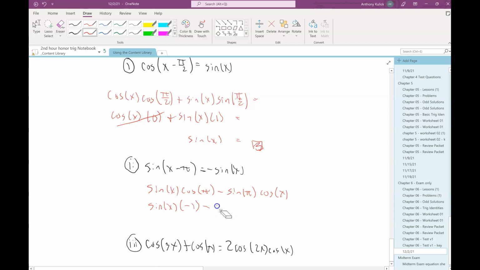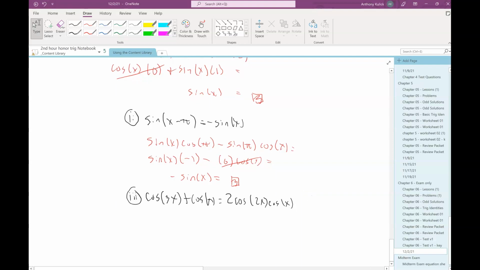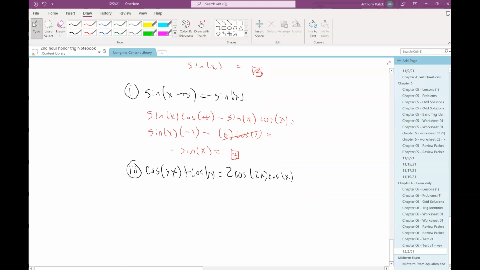Similarly, sine of pi is a unit circle value. I look up sine of pi, that's 0. So that just kind of goes away, and I'm left with -1 times sine x, or negative sine x, which is what I needed. And I'm done.